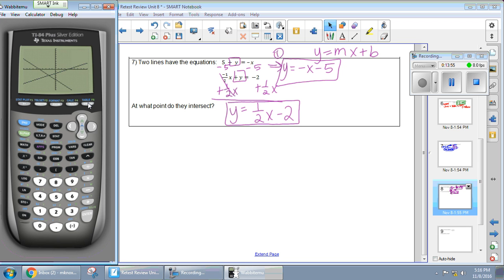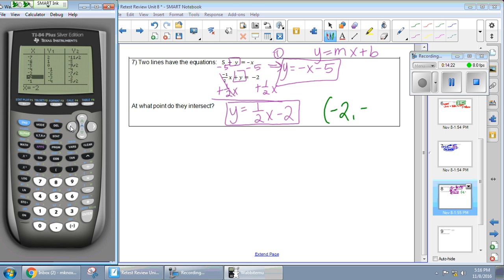It looks like they intersect around when x is -2. So I'm going to press second graph, and I'm going to go to when x is -2, -3, -1. Oh, here, when x is -2, both y values are -3. So that's where they crossed each other. So my solution to this set of equations is -2, -3.